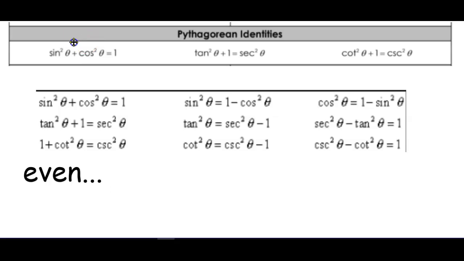The other thing you need to know is that these can all be rearranged. So sine squared plus cosine squared equals 1. We could subtract the cosine squared over to the other side, or we could subtract the sine squared over to the other side, or we could even subtract the 1 over here and subtract the cosine squared over to the other side, and it would be negative. Okay, so these can use algebraic concepts to rearrange these.